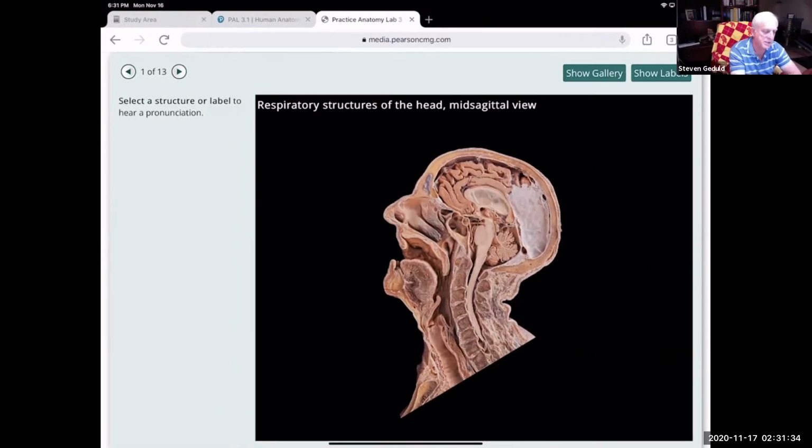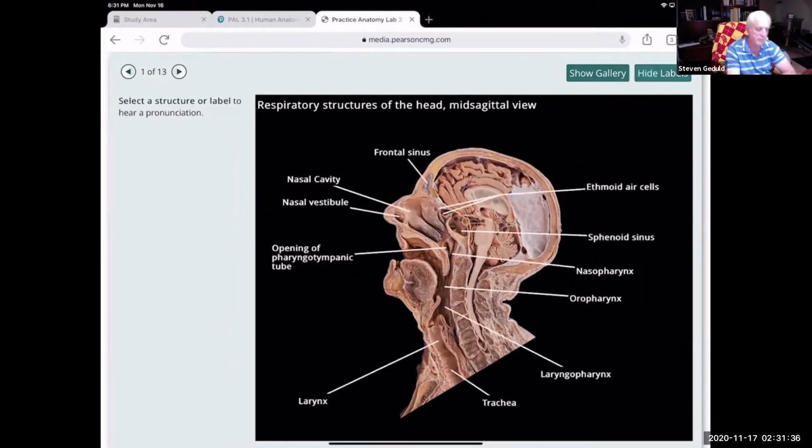All right, so respiratory system. We look at the mid-sagittal view of the head and neck area. You can see the frontal sinuses. Frontal sinus. You can see the nasal cavity. Highlighted areas: the nasal vestibule.